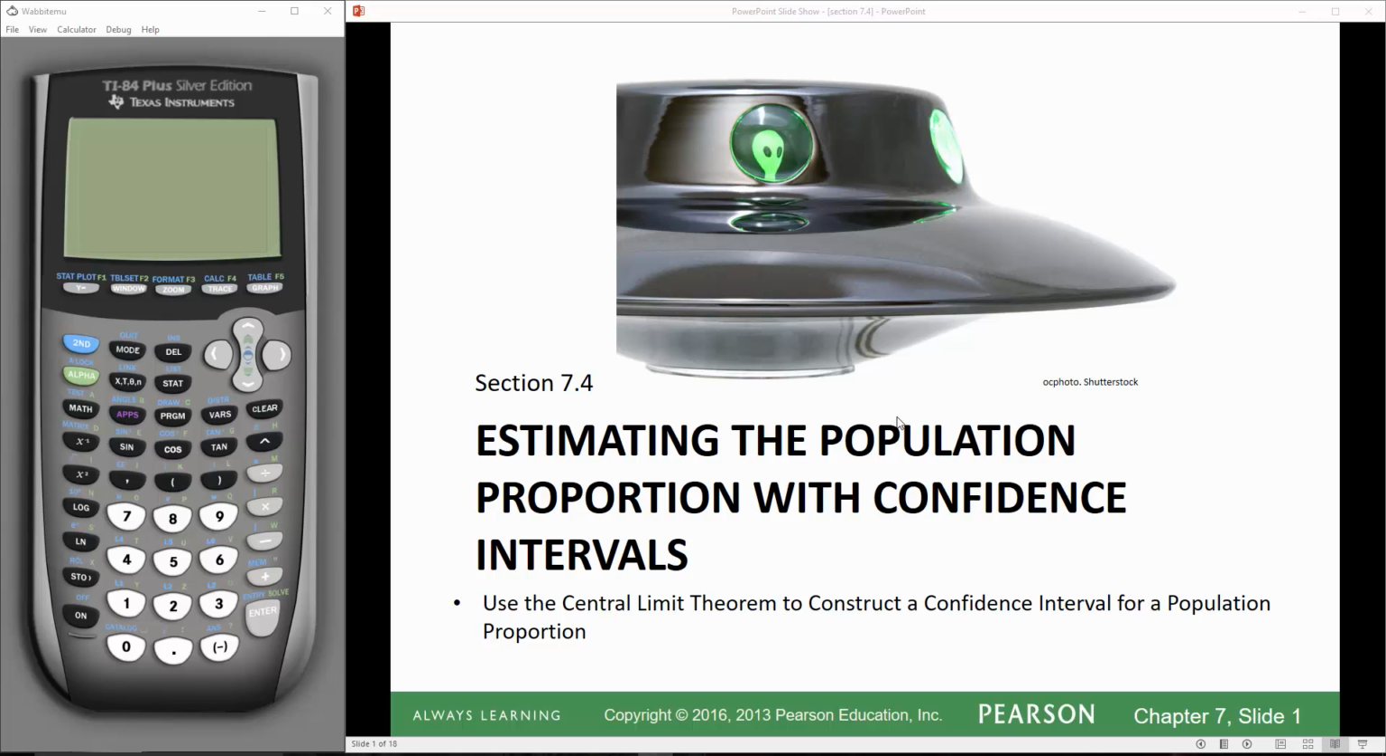All right, so this last section in chapter 7 that we're going to cover, we're going to skip over 7.5. So section 7.4 is estimating the population proportion with confidence intervals. So the main thing here is we want to be able to use the central limit theorem to construct what we call a confidence interval for a population proportion.